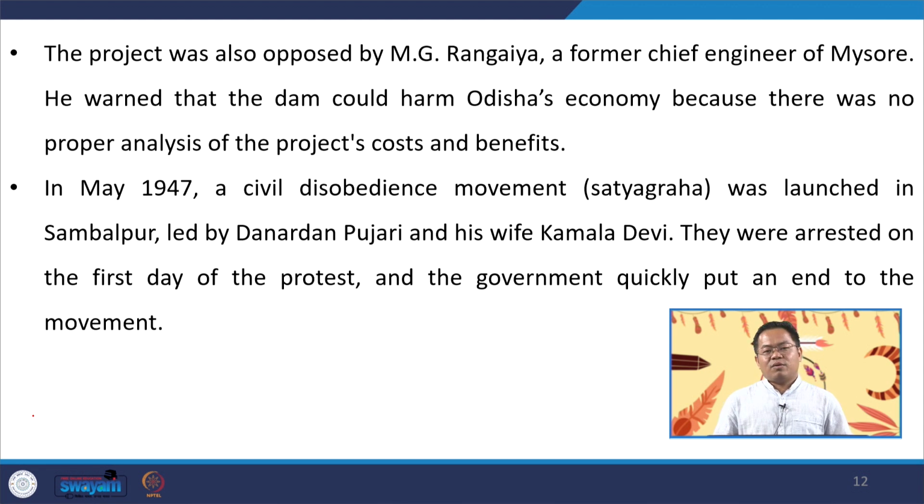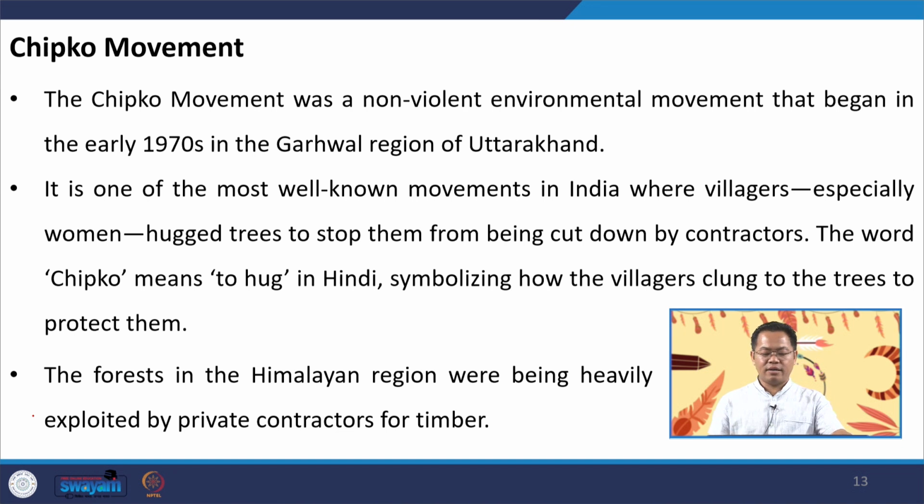The project was also opposed by M.G. Rangaya, a former chief engineer of Mysore. He warned that the dam could harm Odisha's economy because there was no proper analysis of the project costs and benefits. In May 1947, a very strong civil disobedience movement was launched in Sambalpur by Dhanadhar Pujari and his wife Kamala Devi, and soon after they were arrested on the first day of the protest itself, and then the government quickly put an end to the movement.